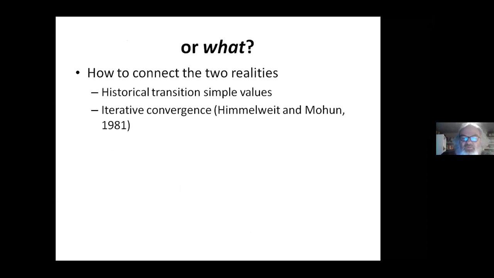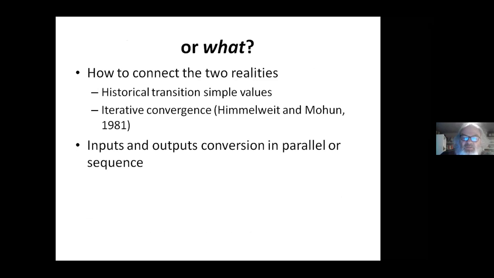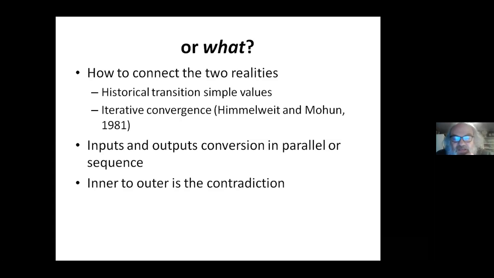I mean, in the subsequent theoretical generations, there's been a quite bad-tempered, I would say, discussion about how to connect these two realities. One solution is to say, well, in the early days of capitalism, we did have simple values, and later on they became prices of production, which is pretty much what Engels' interpretation of Marx was. Much more common these days is what you could call an iterative solution, which is based on the idea of inputs and outputs, which start off as simple values and end up as prices of production.